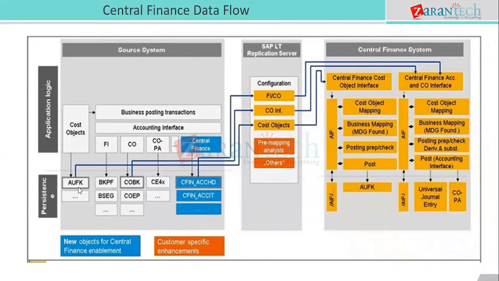So directly, I can flush the data from the AUFK, because these cost objects will have the same data structure in the source system and in the target system. They have a very similar database structure in both. So for the cost objects, I don't have any worry because the database structure is going to look the same in both the source and the target.